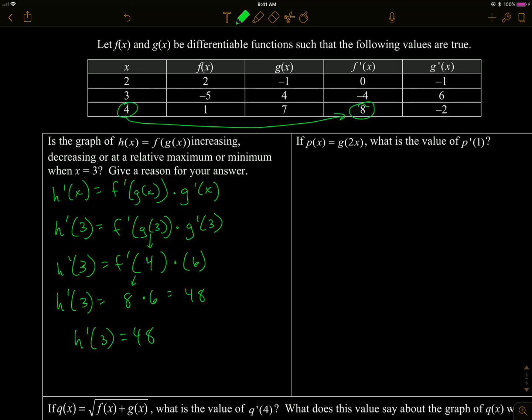If the derivative is positive at an x value of 3, then that means h of x is increasing at x equals 3 because h prime of x is bigger than 0.